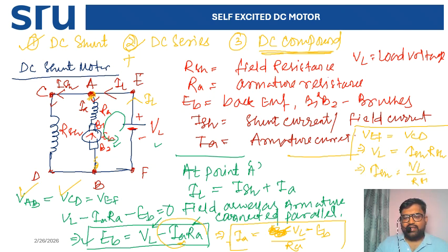You see, we are calculating one, the shunt current, another, the armature current, and another, the mechanical voltage component. Okay, the electrical voltage you can also write as VL equal to EB plus IARA. This is the DC shunt motor explanation. If any doubt, we can share in the comment.